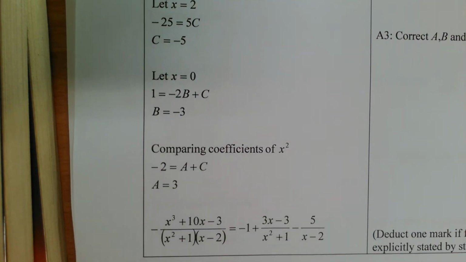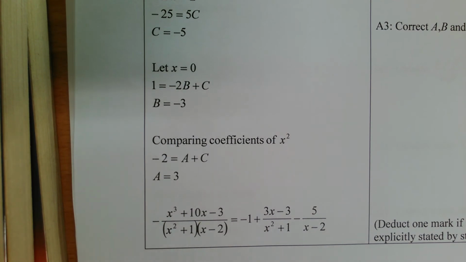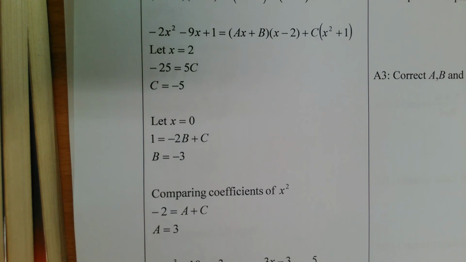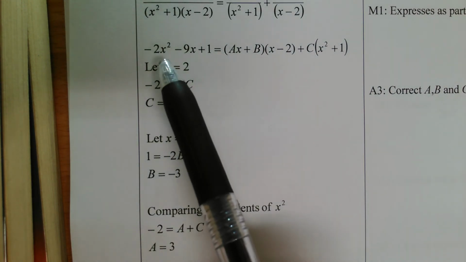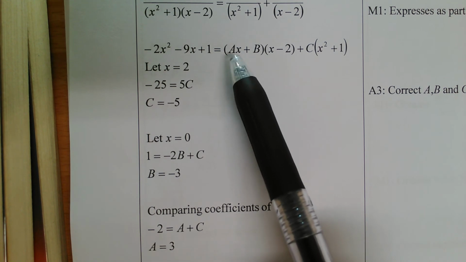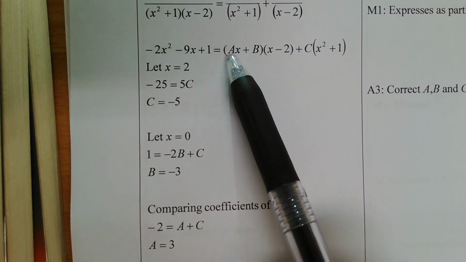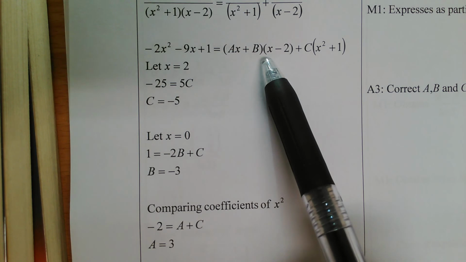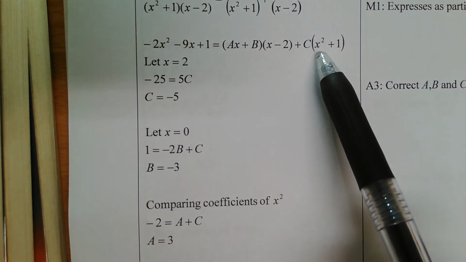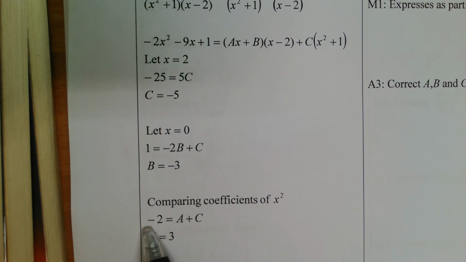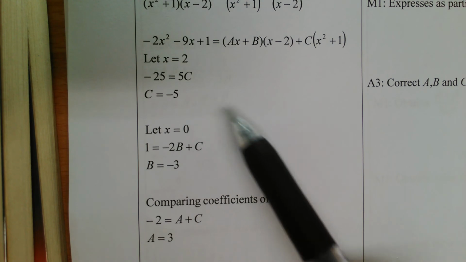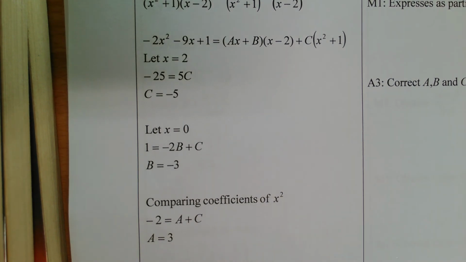In order for us to find the coefficient of a, there may be many different methods, but what I did was I compared the coefficients of x squared. Left hand side coefficient of x squared is negative 2. Right hand side coefficient of x squared is simply a, since ax times x gives you ax squared, so it's a plus c, with the cx squared here. So we get negative 2 is equal to a plus c. Using the c value from above, we have a equal to 3.